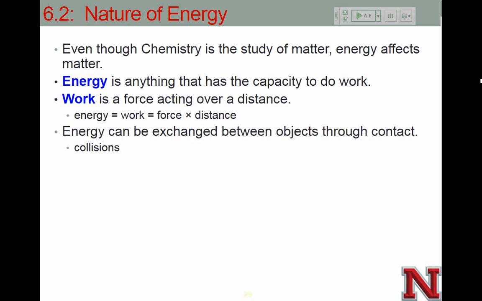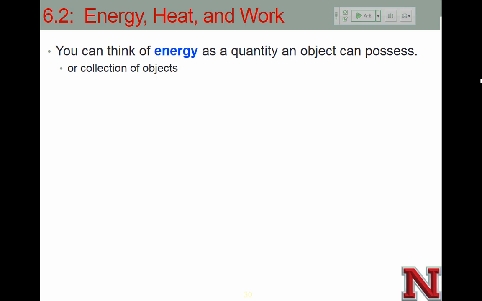Now energy can be exchanged through objects or collisions. So you're standing right here, but I can move you. So I'm applying energy to you, transferring that. So energy can be exchanged through contact and through collisions.